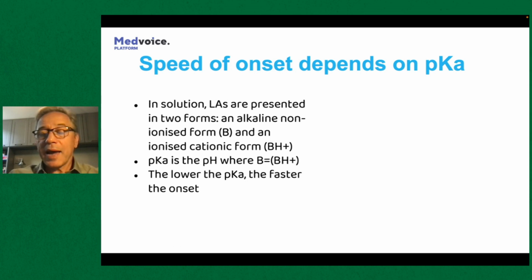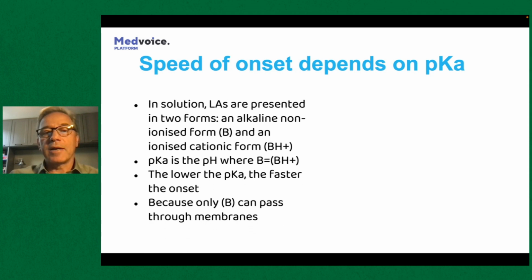The lower the pKa, the faster the onset, because only the B form, the non-ionized form, can go through the membranes. So if the pKa shifts down, the more non-ionized form is present in a more alkaline medium. The more of the non-ionized form present, the quicker the onset of the local anesthetic.